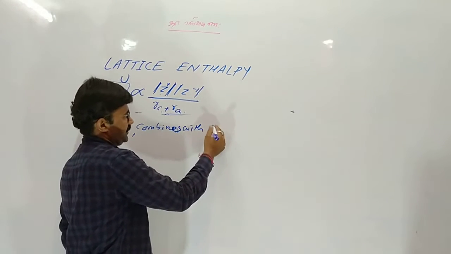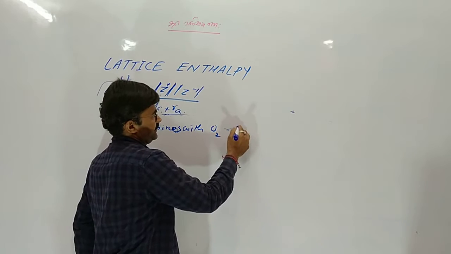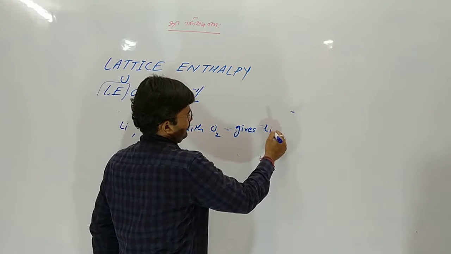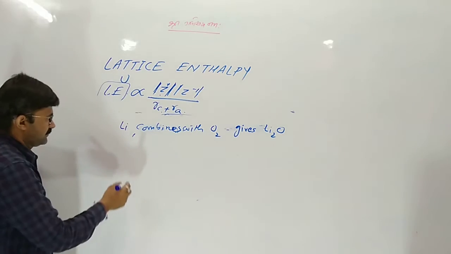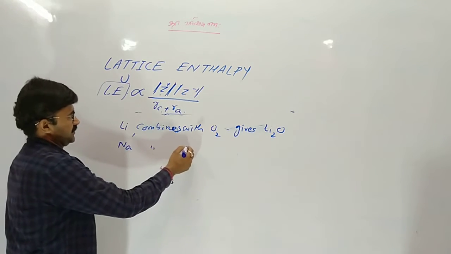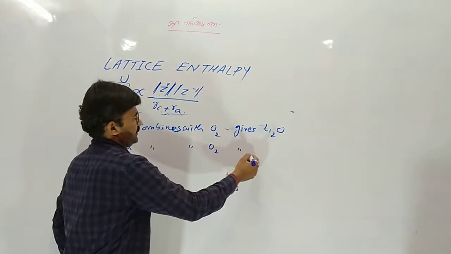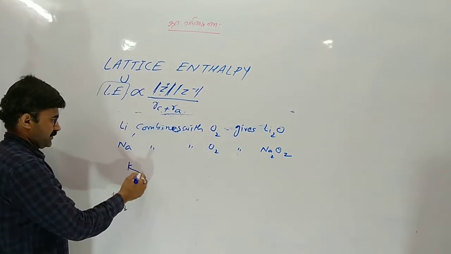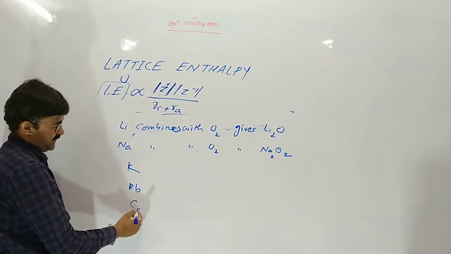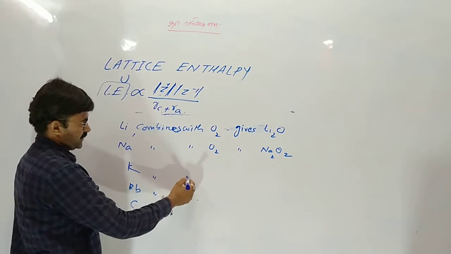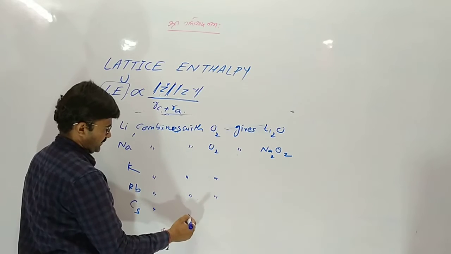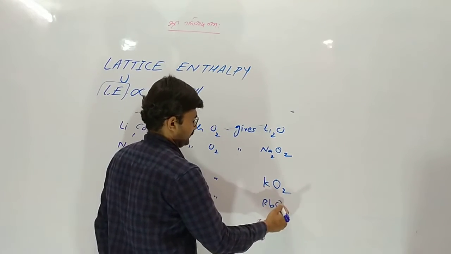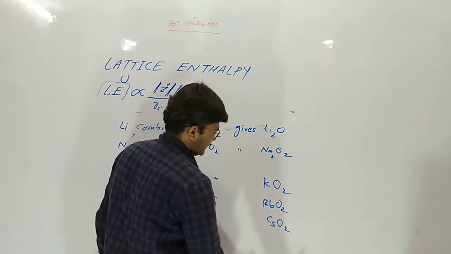Lithium combines with oxygen, gives monoxide. Sodium combines with oxygen, gives peroxide, whereas potassium, rubidium and cesium combine with oxygen and give a superoxide. Why does this happen?